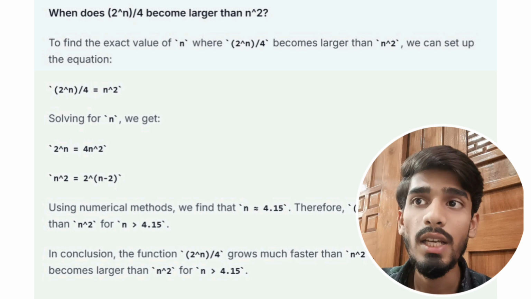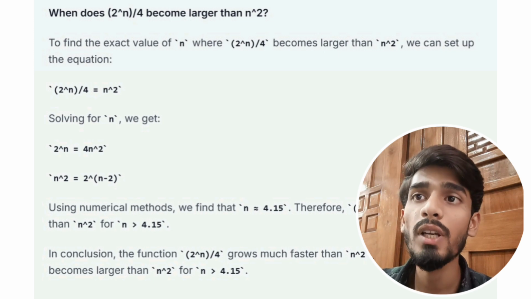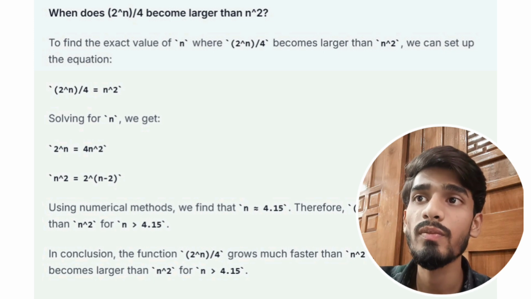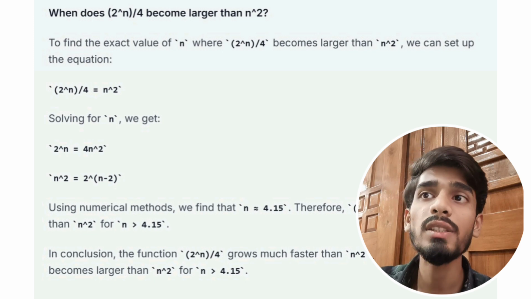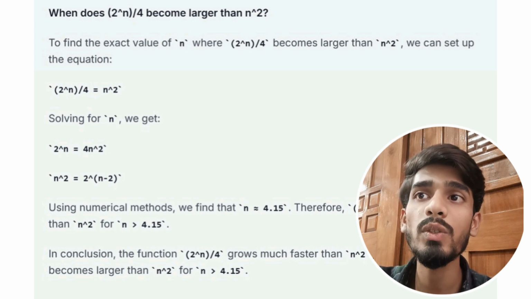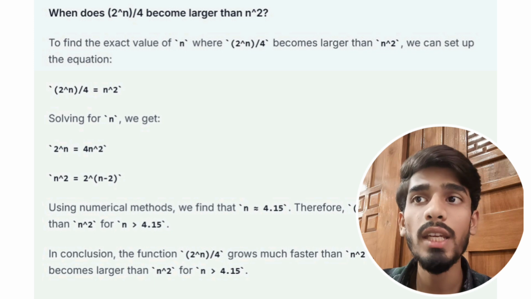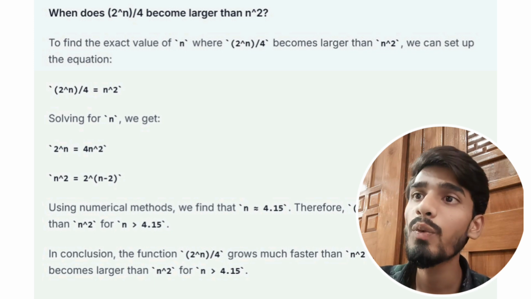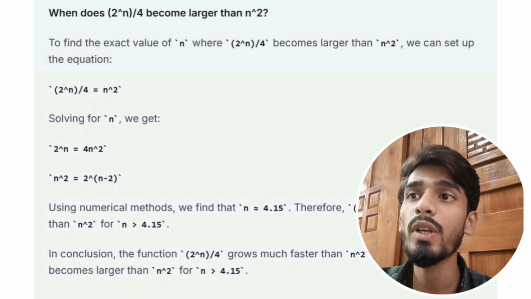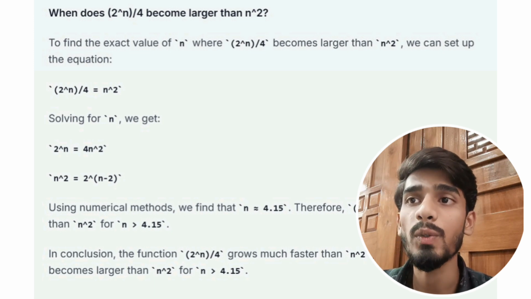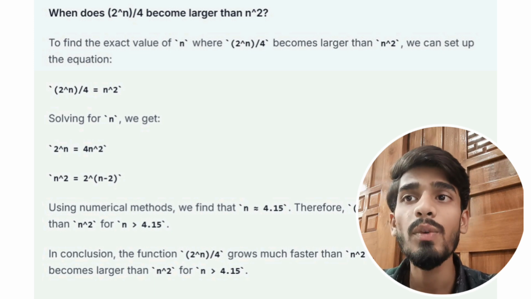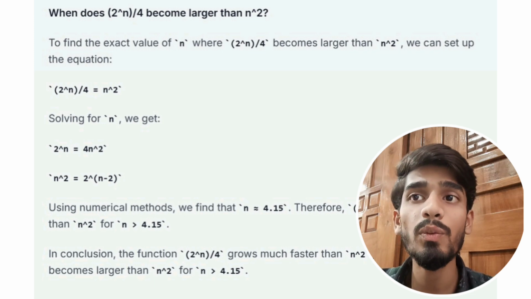When does 2^n by 4 become larger than n square? This is a question. To find the exact value of n where 2^n by 4 becomes larger than n square, we can set up the equation 2^n by 4 is equals to n square. Solving for n, we get 2^n is equals to 4n square, which will become n square is equals to 2^n by 2. Using numerical methods, we find that n is equals to 4.15.